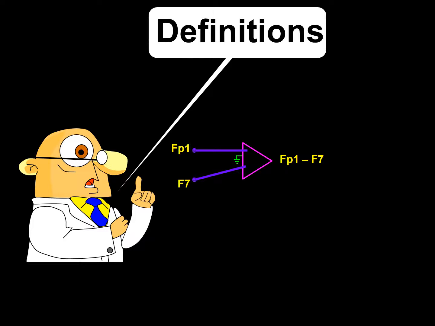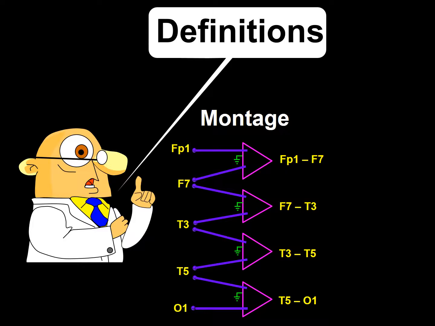2 electrodes, here represented as FP1 and F7, connected to a differential amplifier, constitute a derivation. An orderly arrangement of derivations constitute a montage.